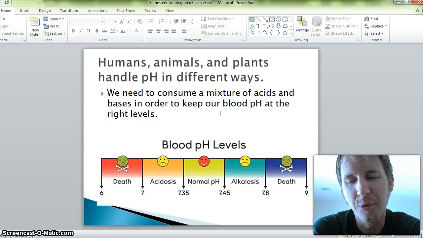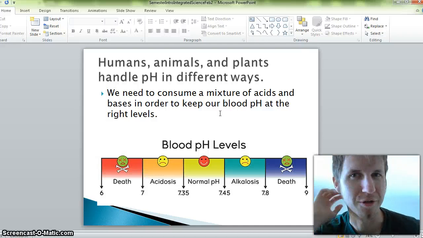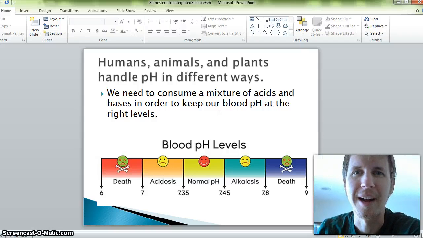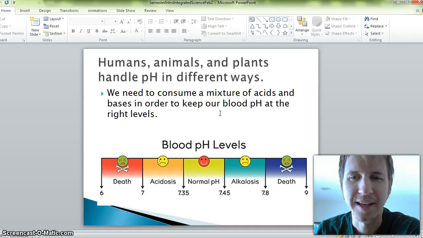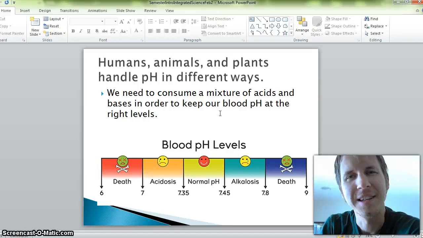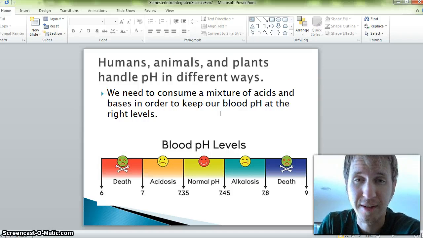Our body fortunately has what's called a buffer, which allows us to buffer the amount of pH, the amount of acid and bases in our body. That allows us basically to say, hey, we can stay within this range. But sometimes it can get more extreme than that. And if you're in an environment where pH changes rapidly, things can shift.